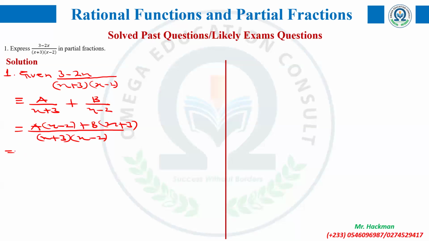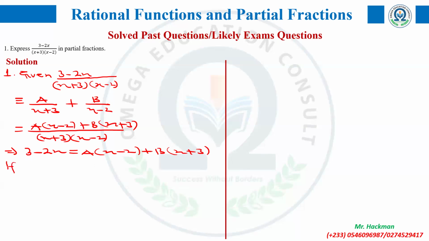At this point, what do we do? Equate the numerators. So we get 3 minus 2x is equal to A into x minus 2, plus B into x plus 3. At this point, linear factors, so we know always we have to do the cover up method. I am going to look for the positive substitution, so x is equal to 2.